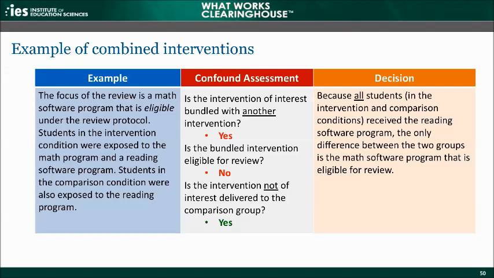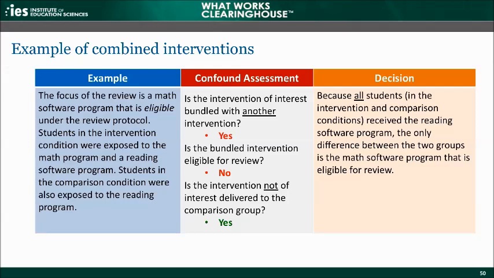So in terms of the confound assessment, notice the key difference. The key difference between this example and the previous example is if you look under the confound assessment, under the last question there, is the intervention not of interest delivered to the comparison group? And the answer is yes.